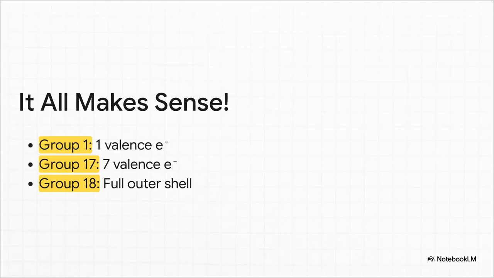And this structure explains everything about how elements behave. The elements in group 1, like sodium, they have just one lonely valence electron, which makes them super eager to react. Group 17, the halogens, like chlorine, they have 7, so they're desperately trying to grab just one more. And the noble gases way over in group 18, their outer shells are totally full. They're stable, they're satisfied, they don't want to react with anything. It all just clicks into place.